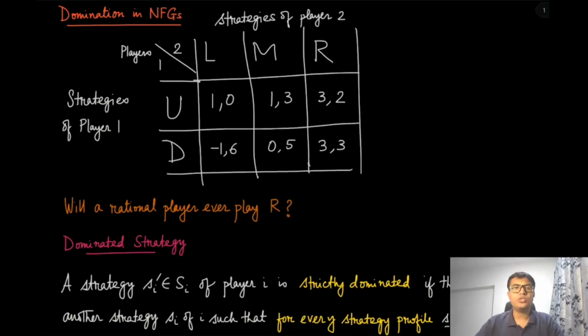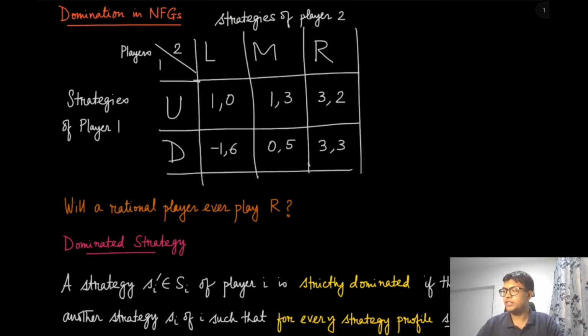Now that we know the normal form games, let us start with the first concept in normal form games. The concept that we are going to start with is called domination. So this is about domination of strategies. One strategy dominates other strategies. Let us start with an example to understand what I mean by domination.